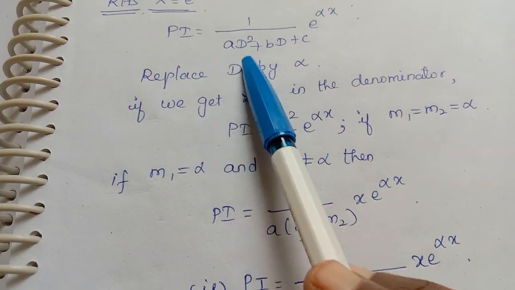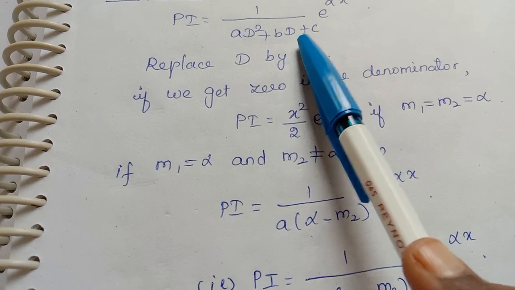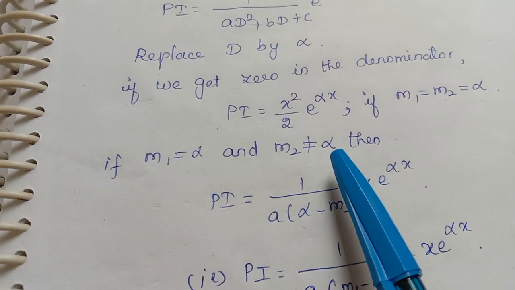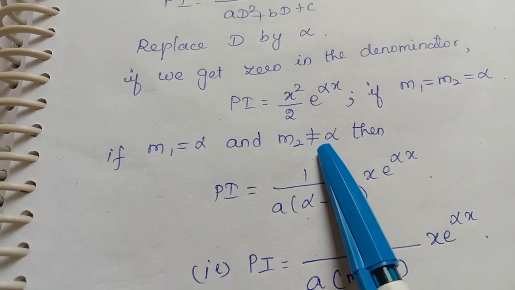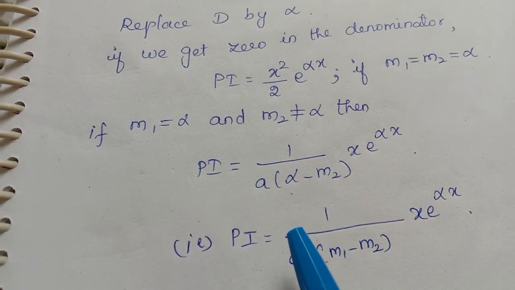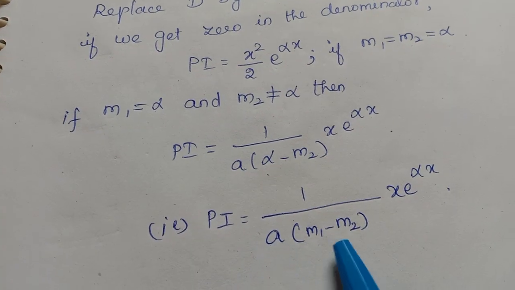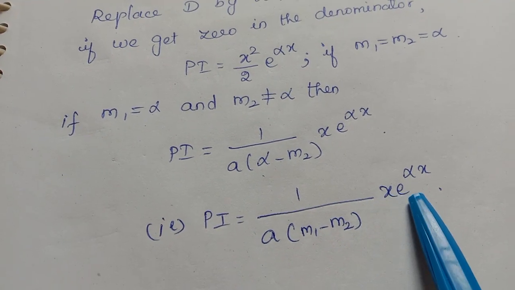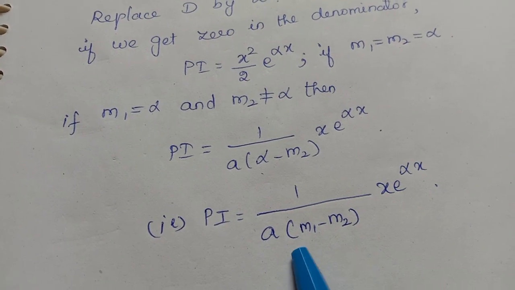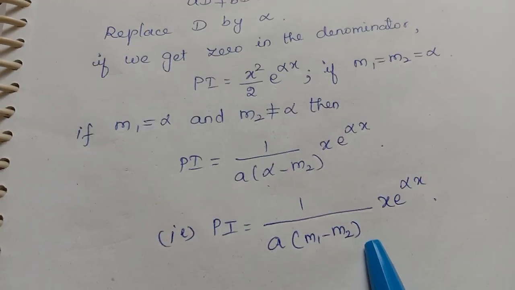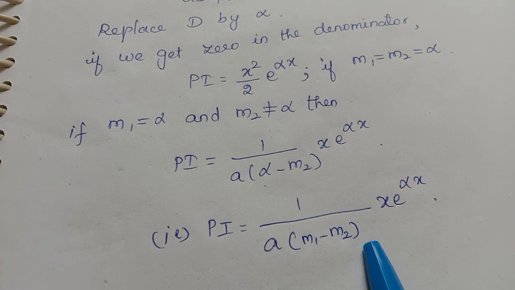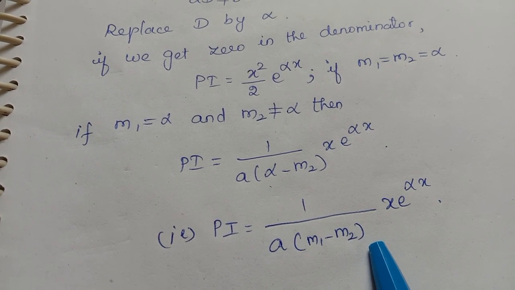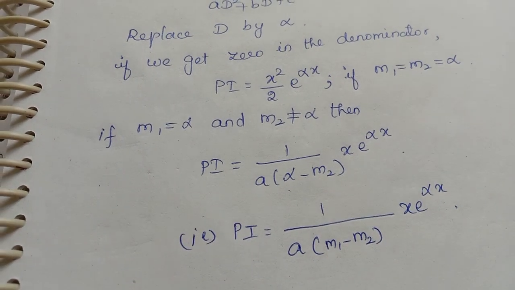Suppose this equation has two different roots, one is alpha, the other one is m2 which is not equal to alpha, then the particular integral is 1 by a into m1 minus m2 x e power alpha x. So this is when the equation has two different roots. One is equal to alpha, the other one is different from alpha.